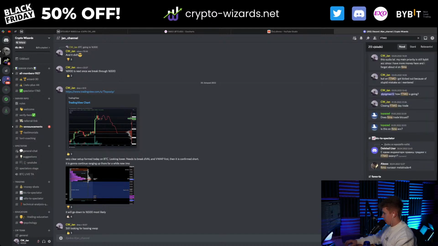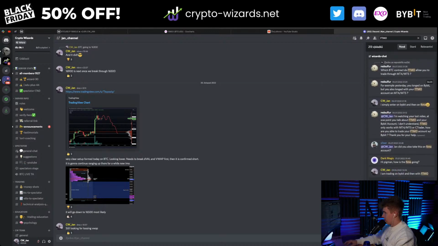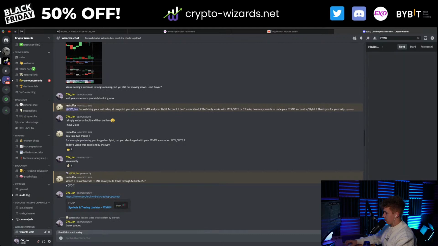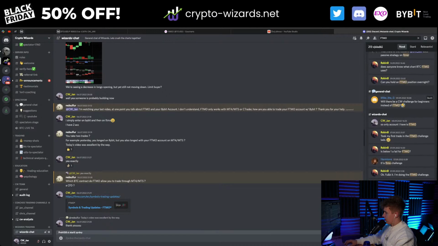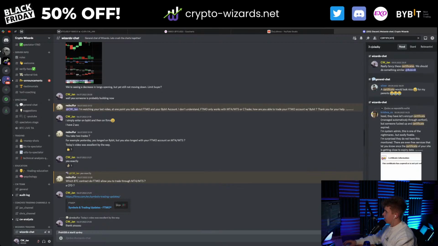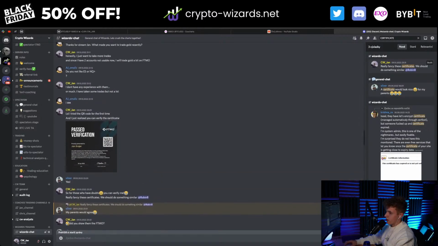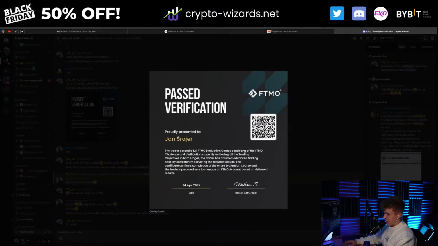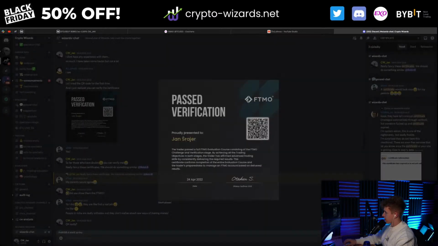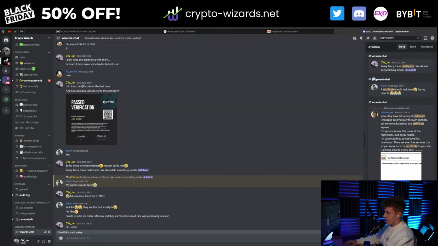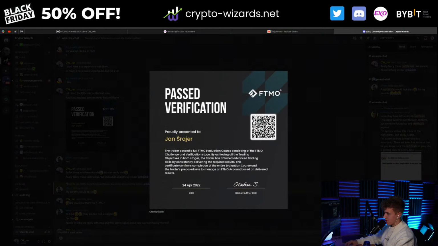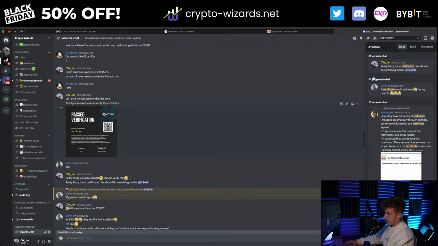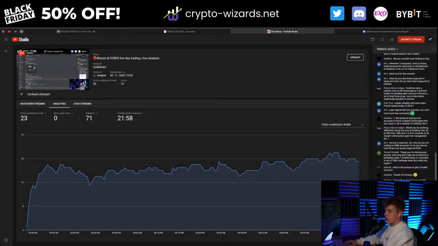Every single FTMO trader has this. Yeah, right here. Look. This is what you get from them. You see, this is the 24th of April, 2022. And you can verify the certificate by clicking on the QR code here, because people can use Photoshop or something like this. So always verify the certificate by using the QR link. It's a cool way. I like that they did this.